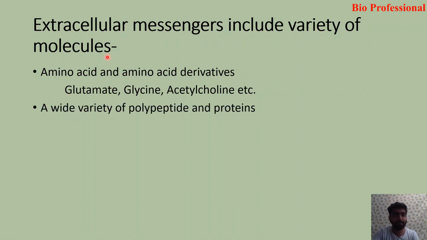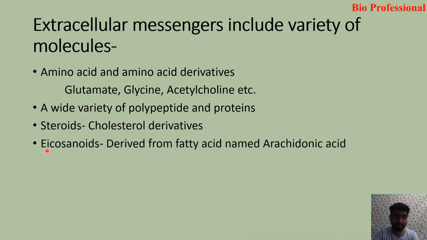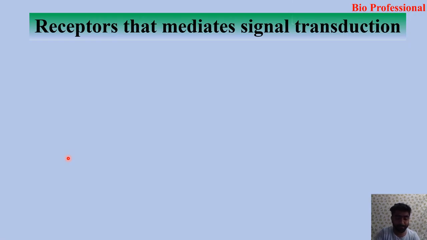This variety of molecules may be amino acids and their derivatives, polypeptides and proteins, and steroids, which are cholesterol derivatives, and there may also be eicosanoids. What are eicosanoids? They are derived from the fatty acid arachidonic acid, which is a 20 carbon long chain. We will see that in a subsequent lecture. For now you just have to develop a broad picture, so I am not discussing it in great detail.